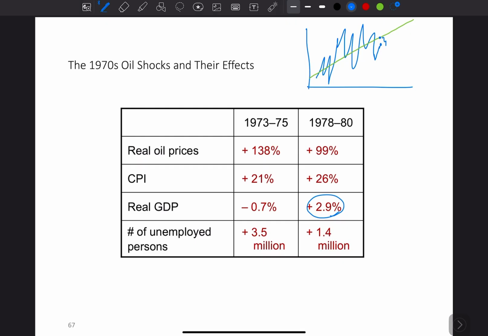Okay, next we're going to talk about the effect of different monetary policies and fiscal policies on aggregate demand and aggregate supply.